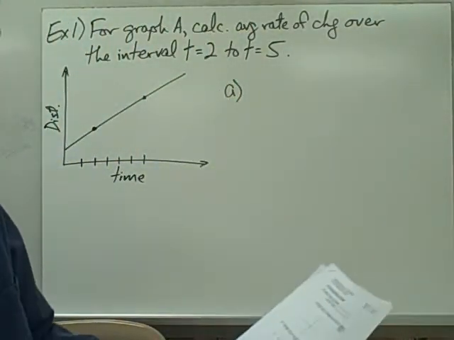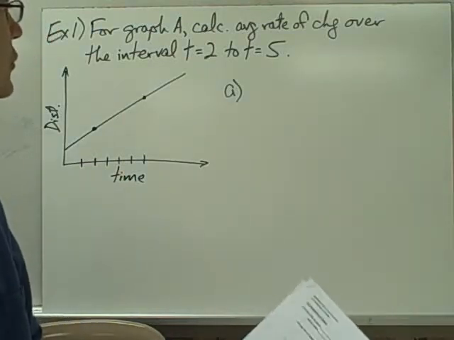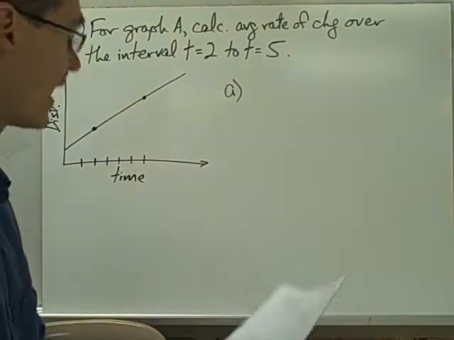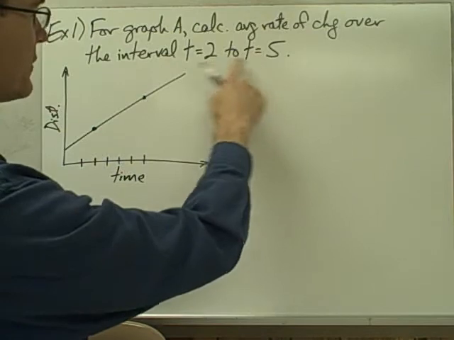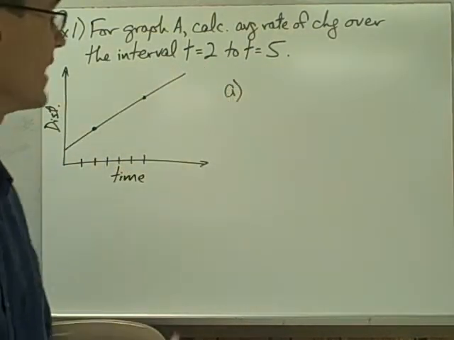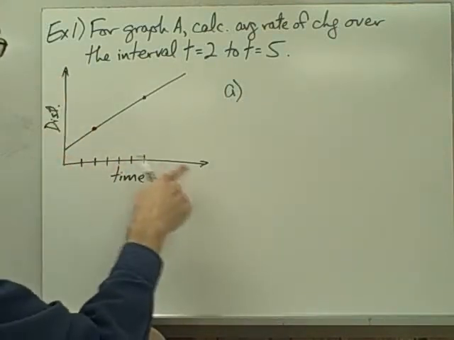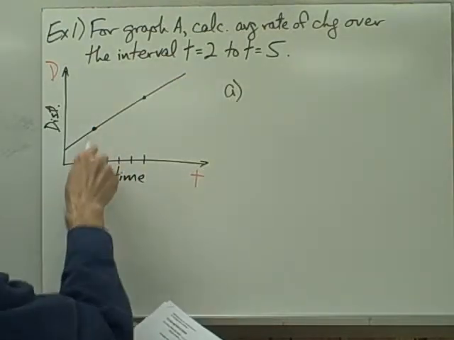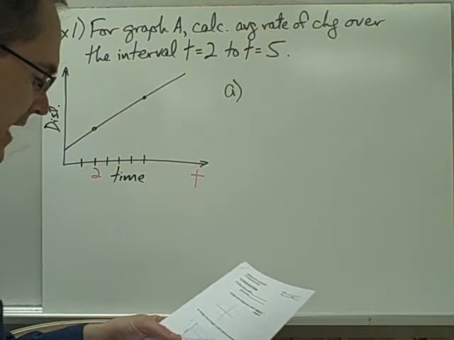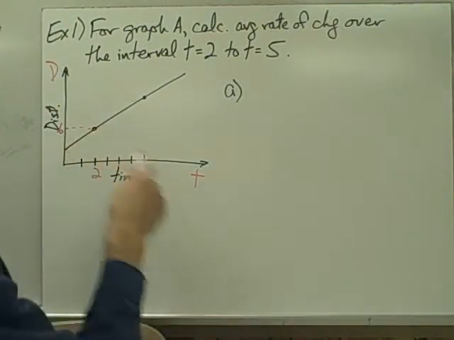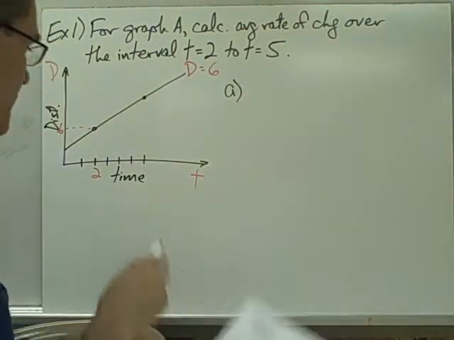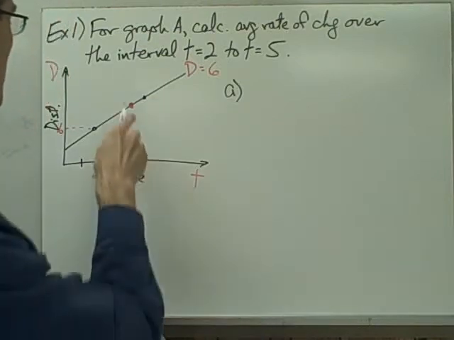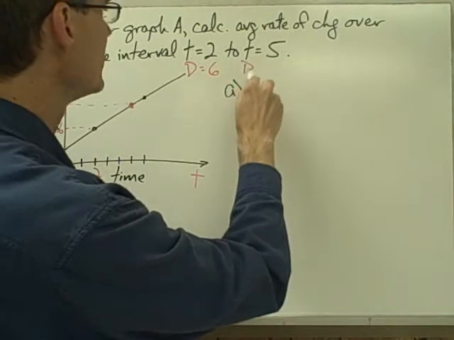Example number 1 says, for graph A, calculate the average rate of change over the interval t equals 2 to t equals 5. And you have graph A here in your notes. So first, let me find out what I'm given my t values here, so I can calculate the change in t, the delta t value. I can see that my independent variable is t, my dependent variable is going to be d. Well, when t equals 2, that's this point right here, I can see from my graph that d is equal to 6. And when t equals 5, 2, 3, 4, 5, that's this point about right here, d is equal to 12.